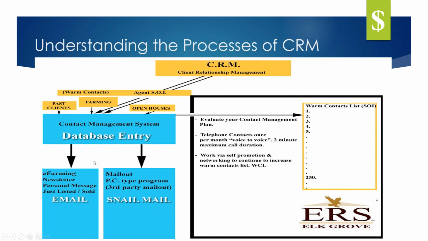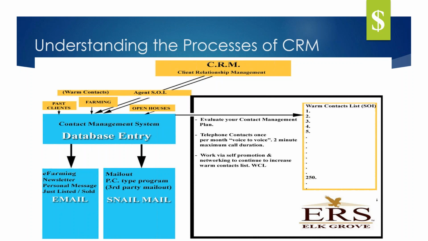Once the database is filled, how are you messaging to these people? E-farming is what we call drip marketing. So it's a series of pre-written campaigns that your CRM software should be able to house and then send out, directed by you, automatically at a particular frequency or rate. So it can be one message per week, 2 messages per month, once per month, 1 message per year. It can be whatever it is. Also, good items to go out to your contact list in terms of making those email touches could be an e-newsletter that you generate, a personal message, just listed, just sold notifications or alerts to your database.